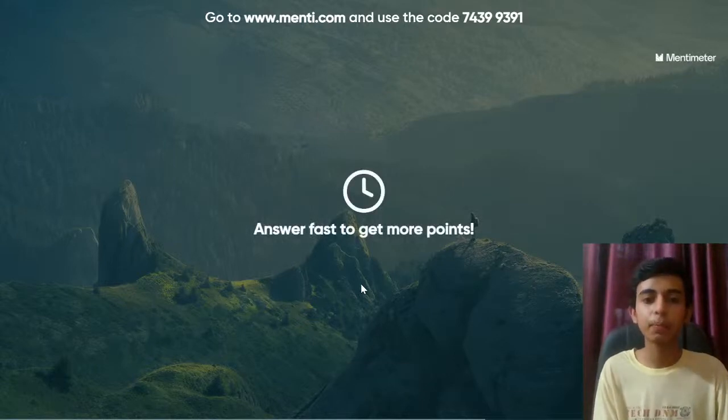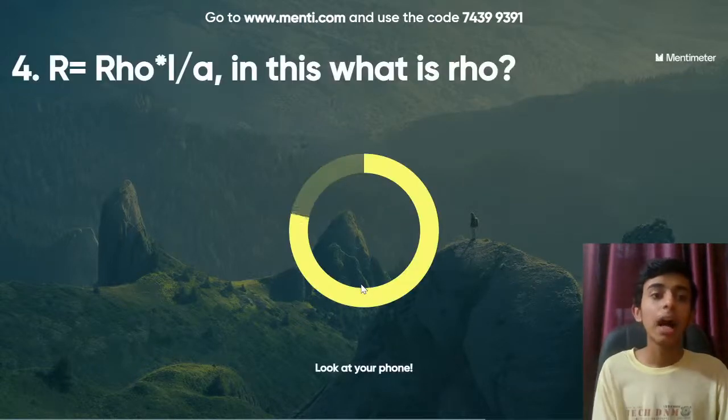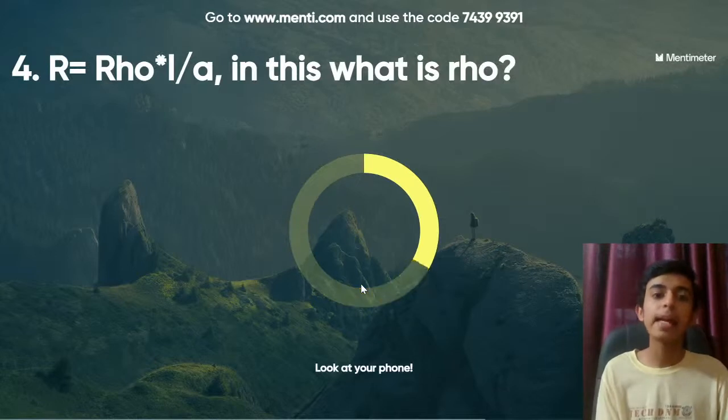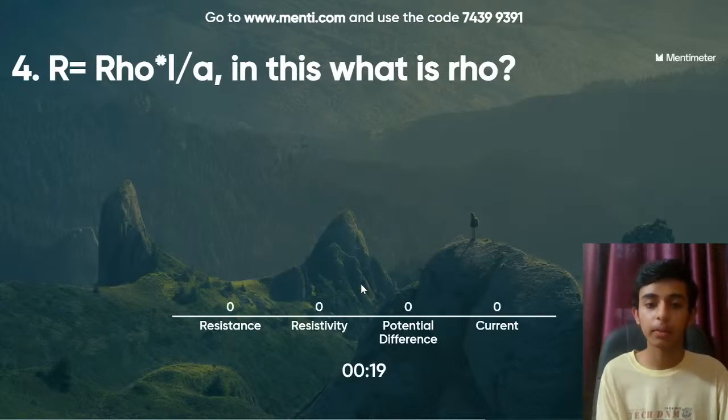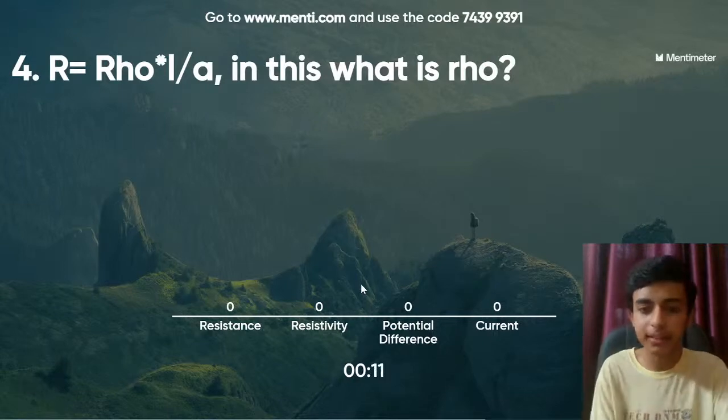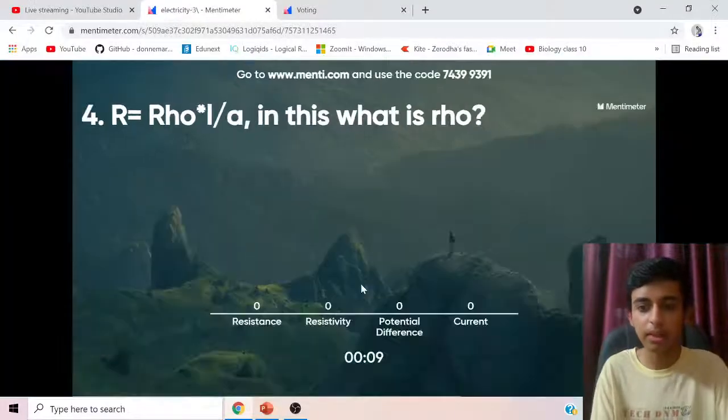Answer fast to get more points. R is equal to rho L upon A. What is rho? Resistance, resistivity, potential difference, or current? What do you think?